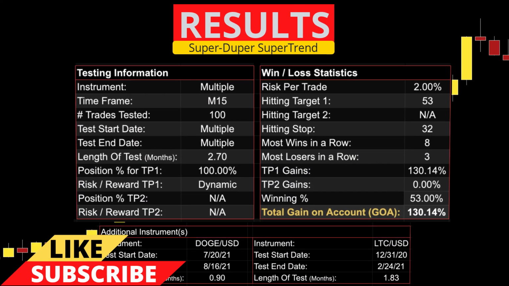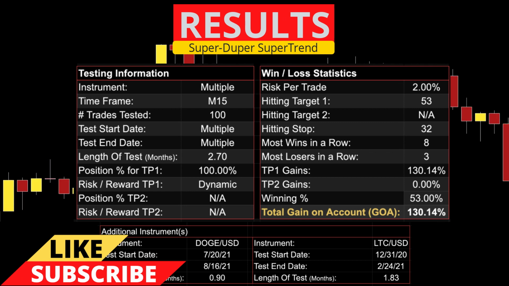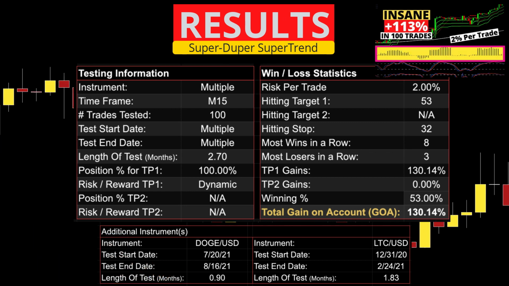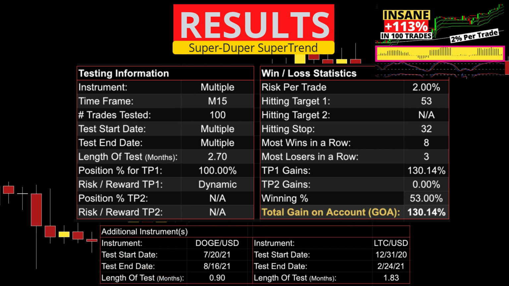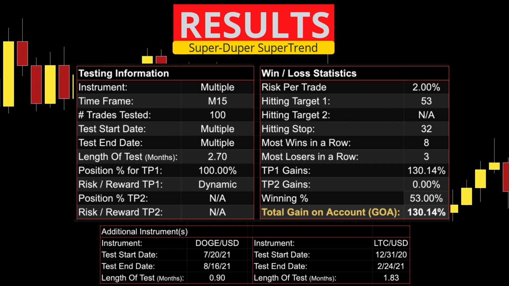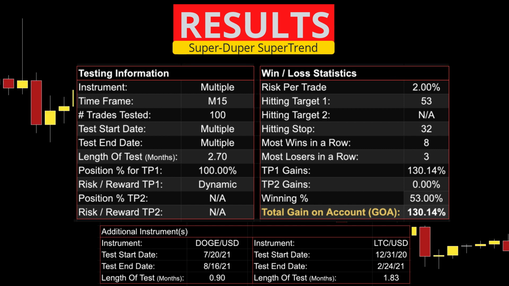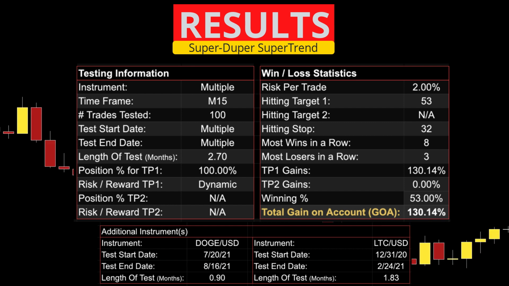Remember, this is just 100 tests on 2 instruments. If you are thinking of using this system, please do all the required testing and be sure to let our community know what you discover. This test was done on DOGE versus the US dollar and Litecoin versus the US dollar. It took a brisk 2.7 months to find the 100 setups.